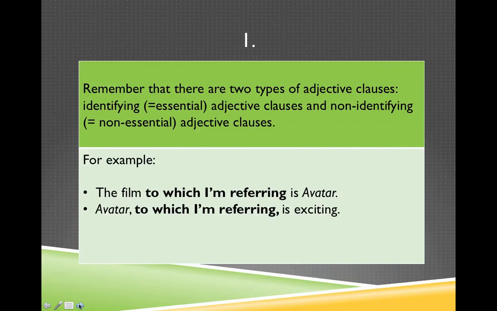And remember, there are two types of adjective clauses: identifying or essential adjective clauses and non-identifying or non-essential adjective clauses. And here are examples. The film to which I'm referring is Avatar. Here, this is an identifying clause. I'm identifying the film. Avatar, to which I'm referring, is exciting. This is non-identifying because I'm just giving extra information about the movie.